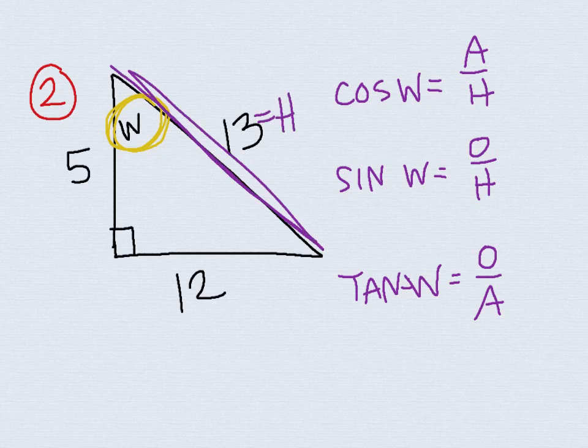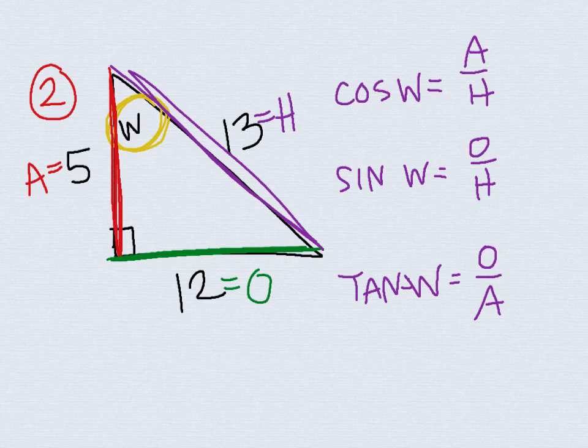Let's go to the adjacent one then. Which one is adjacent this time? This side right here is right next to the W. 13 is the hypotenuse, so 5 is going to be the adjacent one this time. So see how it switched from the last triangle? Because we changed where the angle is. So now the adjacent and the opposite also change. So this time the 12 is going to be opposite of W because it's not touching it.